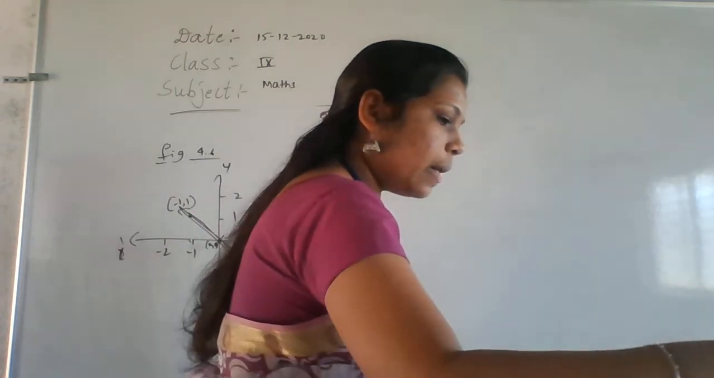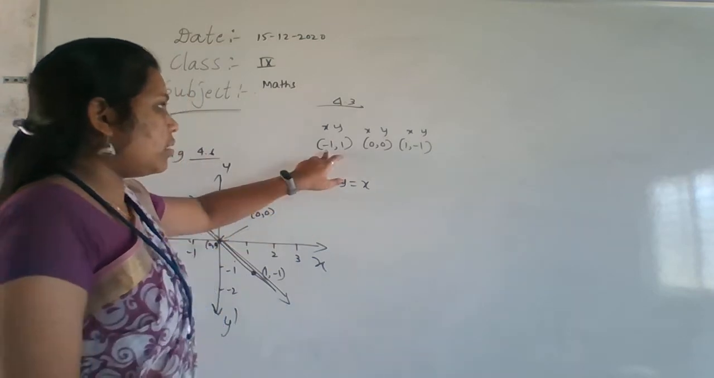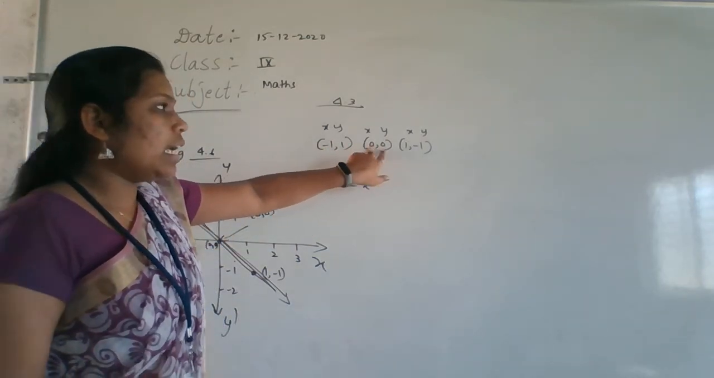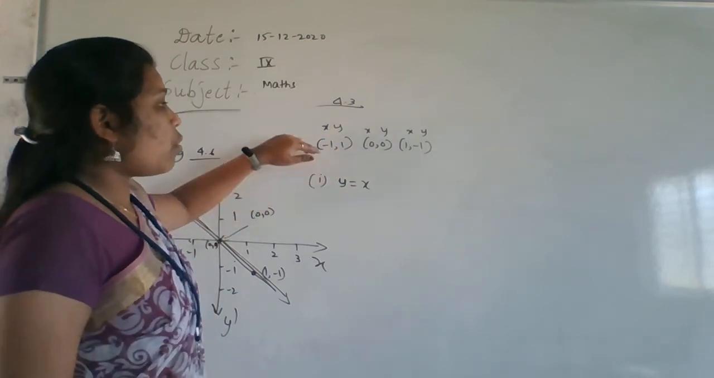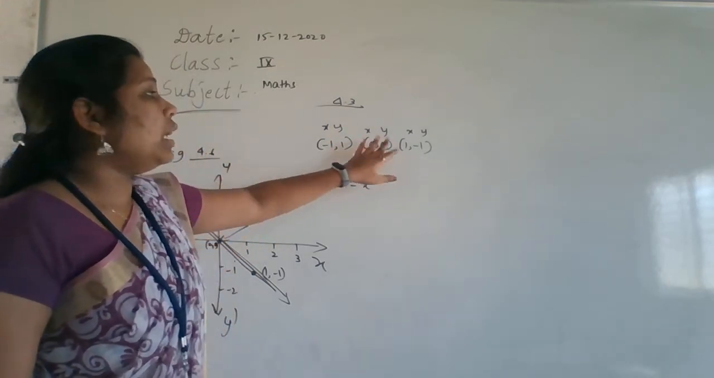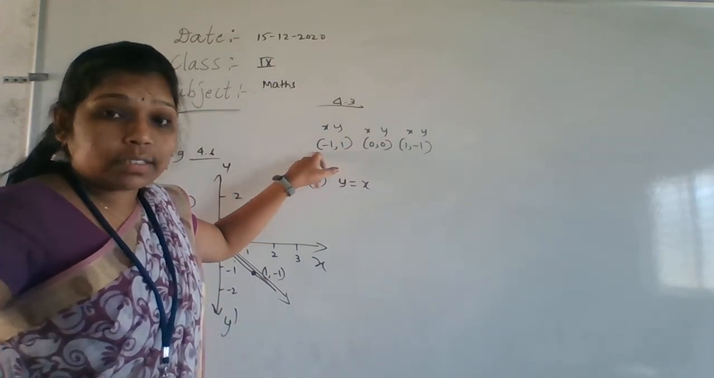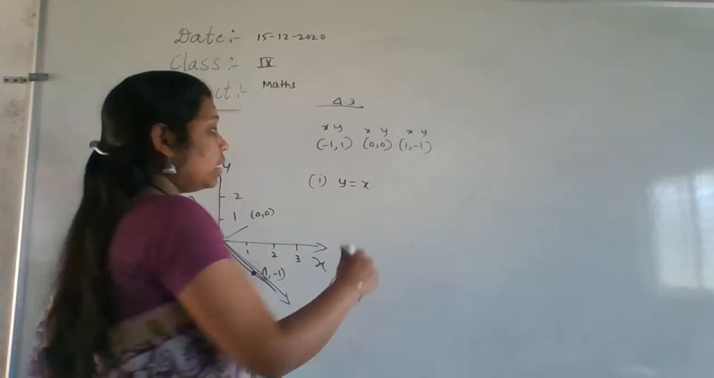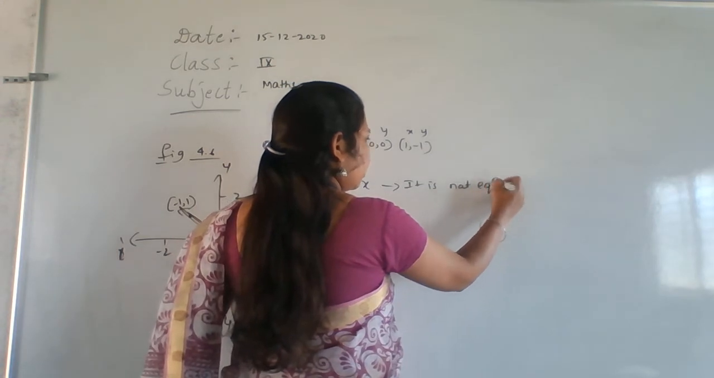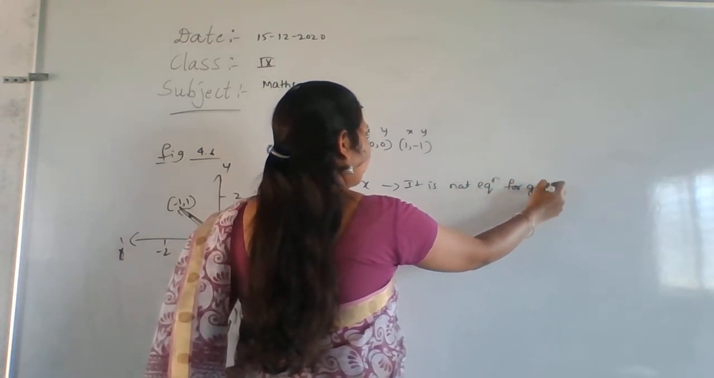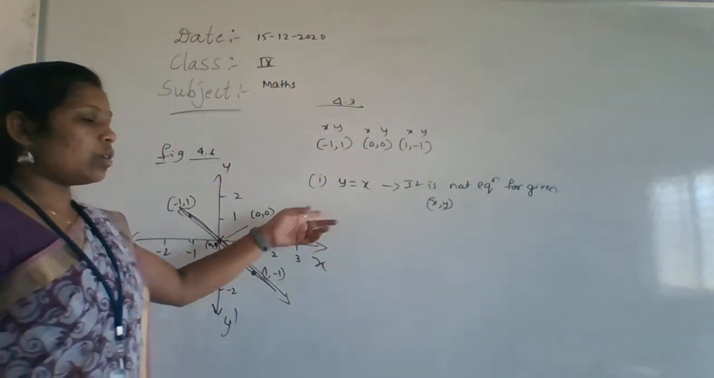First option is y is equal to x. Check whether y is equal to x is there. For one point it is correct, but we have to get it satisfied for all the values. Here only for one value it is satisfying. Another value, whether it is satisfying: 1 is equal to -1? No. Then it is not the equation for the given x, y. These are the given x, y. This is not the equation.